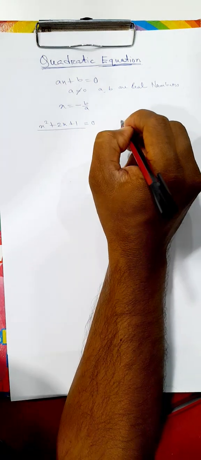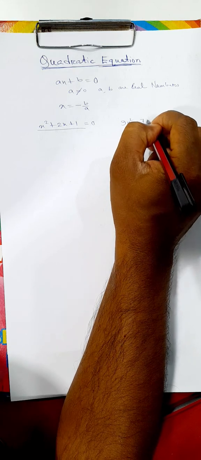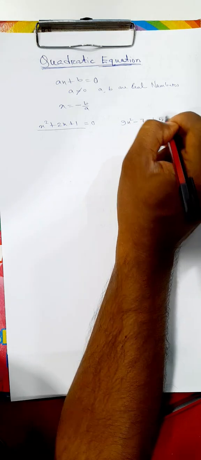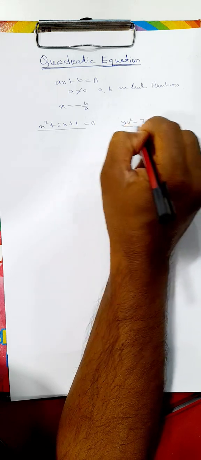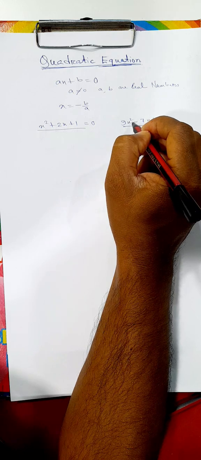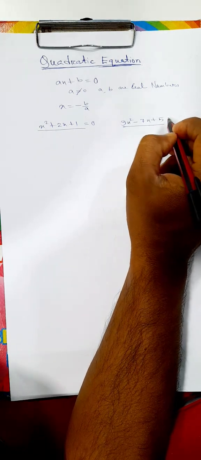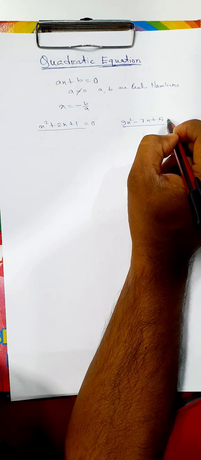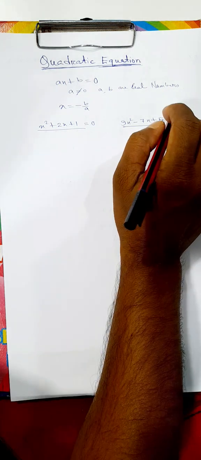Similarly, say for example, 9x square minus 7x plus 5. Here the degree of this polynomial, the highest exponent of the variable x, is 2. So it's a quadratic polynomial. Now if you make it an equation with right hand side 0, this becomes a quadratic equation.